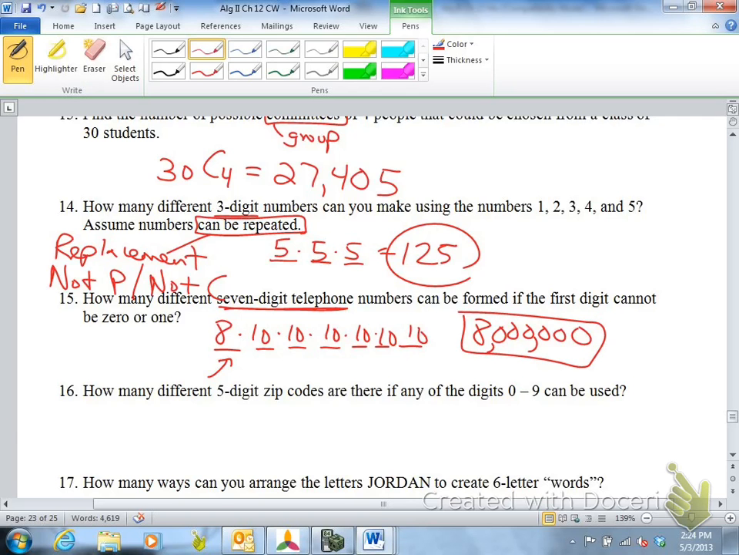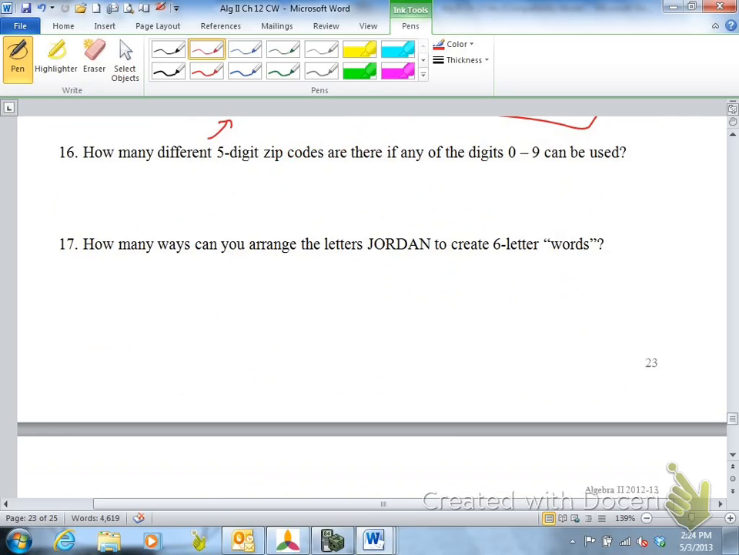How many different 5-digit zip codes are there if the digits 0 through 9 can be used? And this is another example of replacement. These are independent events, so you're not going to use combination or permutation.